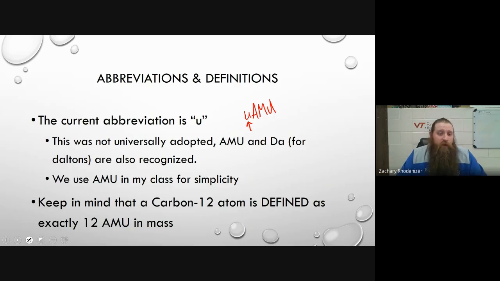In our class, we'll use AMU for simplicity. When people say AMU today, what they really mean is the unified atomic mass unit. And just keep in mind, from a sig fig standard, carbon-12 is defined as exactly 12 AMU, so that 12 is infinitely significant, all right?